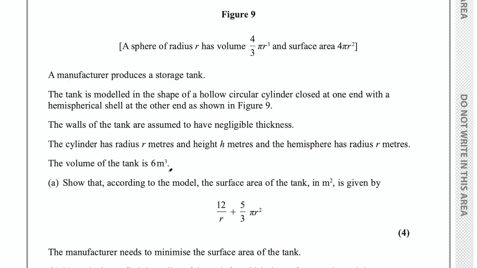The volume of the tank is 6 meters cubed. Show that according to the model, the surface area of the tank in meters squared is given by 12 on r plus 5 on 3 pi r squared. Okay, so the only figure they give us in this question is the volume of 6 meters cubed, and you'll notice then that the expression for the surface area does not have any h terms in it.